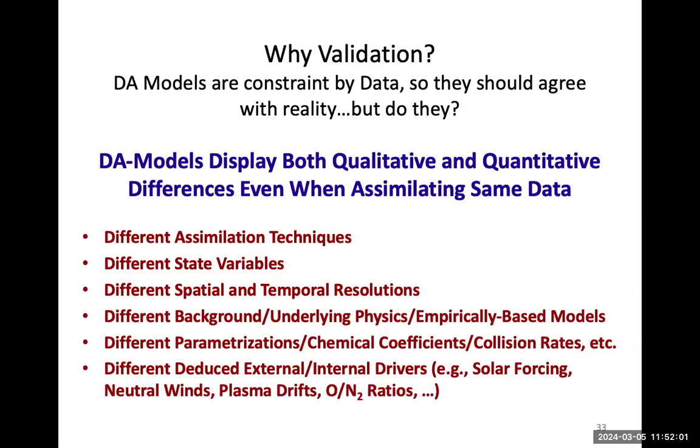Well, it turns out that we need a lot of validation. And so even though the models are constrained by data and data assimilation, and one might think that they should agree with reality, they don't really do. They differ very, very significantly, and the data assimilation models display both qualitative and quantitative differences, even when assimilating the same data.